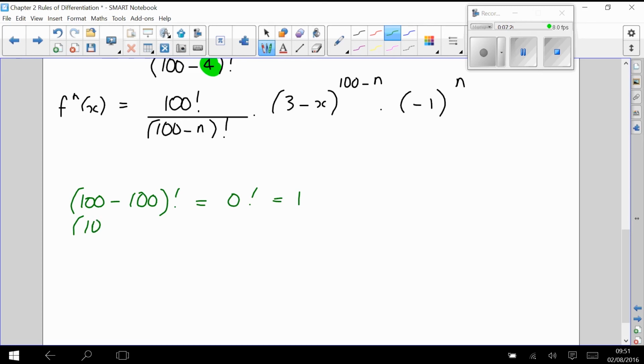But what would happen if I said 100 minus 101 factorial? Well, that gives me minus 1 factorial, and we know that that can't exist because the smallest number must always be the factor of 1. In other words, for the nth derivative of f of x, I must have that when n is an element of the natural numbers, a counting number, n also had to be smaller or equal to 100.